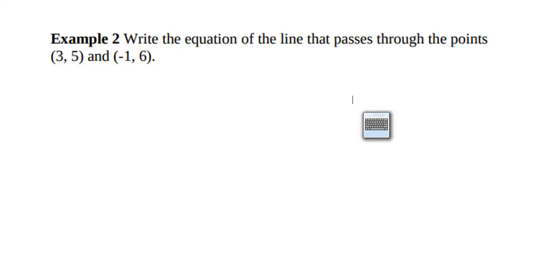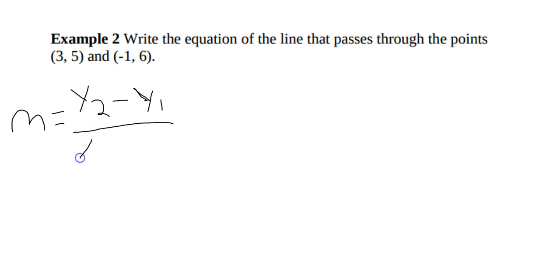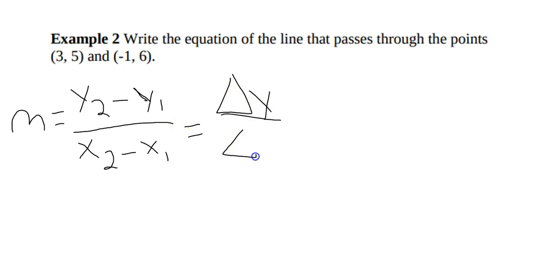To find the slope of the equation that goes through these 2 points, we're going to use our slope formula. Our slope formula is slope equals y2 minus y1 divided by x2 minus x1, or the change in y over the change in x. And we're also going to use our standard formula, which is y equals mx plus b.